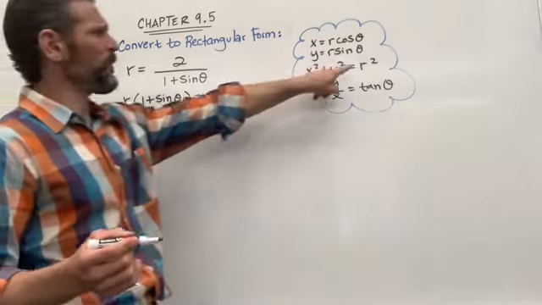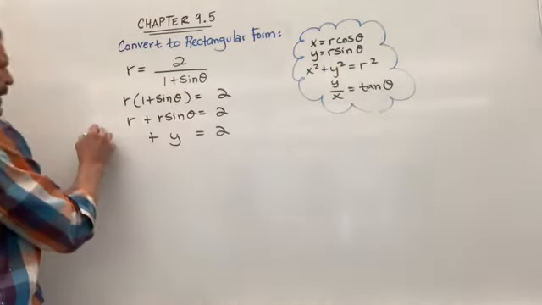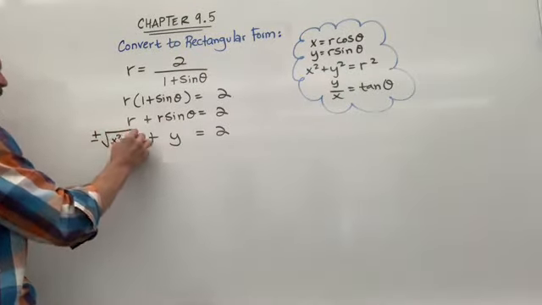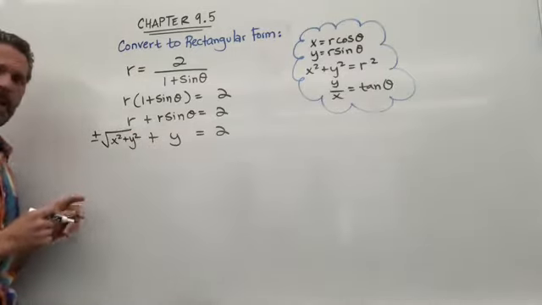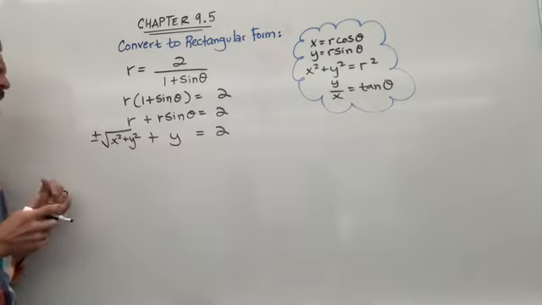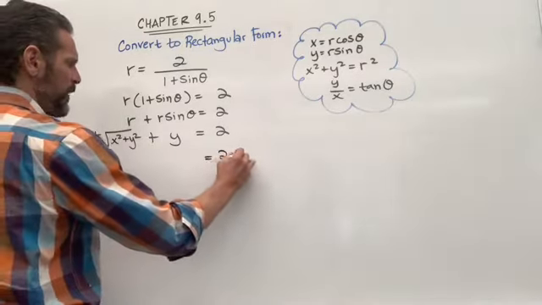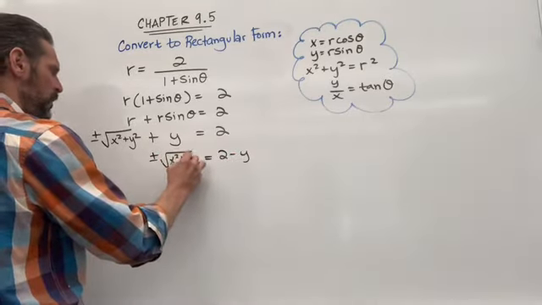What if I solve this equation for r? If I square rooted both sides, I'd have r equals plus or minus the square root of x squared plus y squared. And you can say to me, hey, there's a rectangular equation. There's no more thetas, there's no more r's. Well, let's clean it up a little bit. If I subtract y from both sides, I'll have 2 minus y is equal to plus or minus the square root of x squared plus y squared.